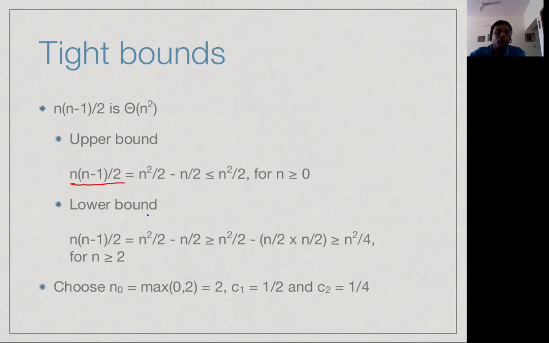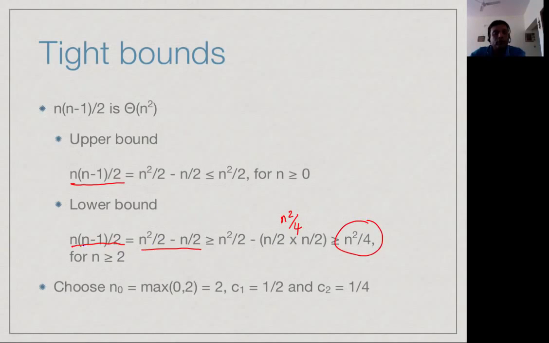On the other hand, if I want to do a lower bound, then I will do the same thing. I will expand out n into n minus 1 by 2 and get the same expansion. And now I want a lower bound, right? So what I will do is make this even smaller. I will say that I subtract not n by 2 but n by 2 times n by 2. I subtract more, so the result will be smaller, because I'm subtracting more. So n squared by 2 minus n by 2 will be bigger than n squared by 2 minus n by 2 into n by 2. But this is n squared by 4. So I have n squared by 2 minus n squared by 4, which simplifies to n squared by 4.